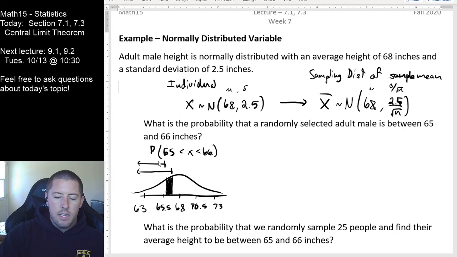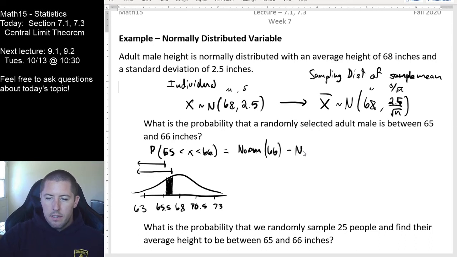I know that Excel is always going to give me my left-hand computations. So I'm going to notate this a slightly different way: this should be our norm up to 66 minus our norm up to 65. This says accumulate the normal probability all the way up to that height of 66. That'll get us everything up to this right edge. Then chop off all the probability that goes up to the left edge right here.